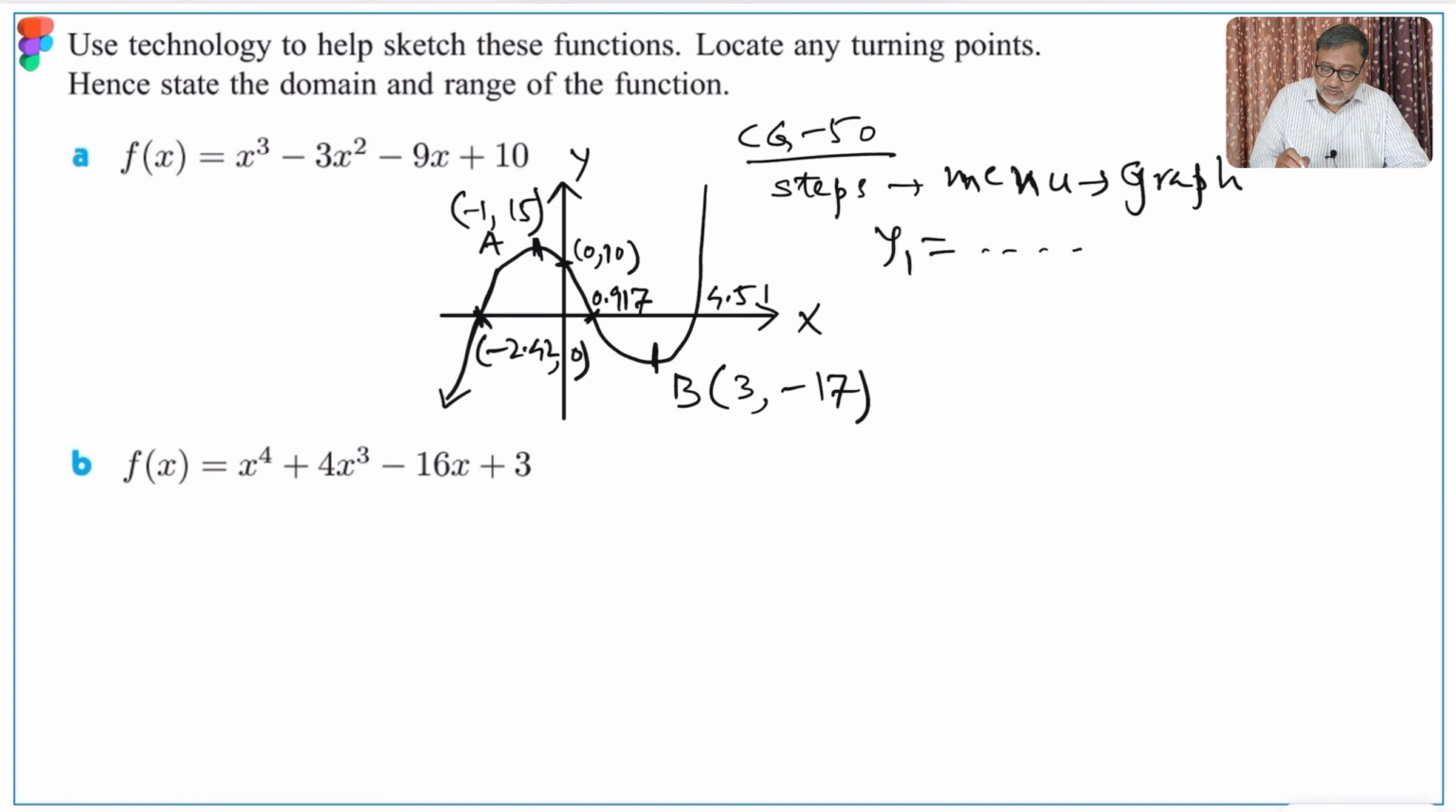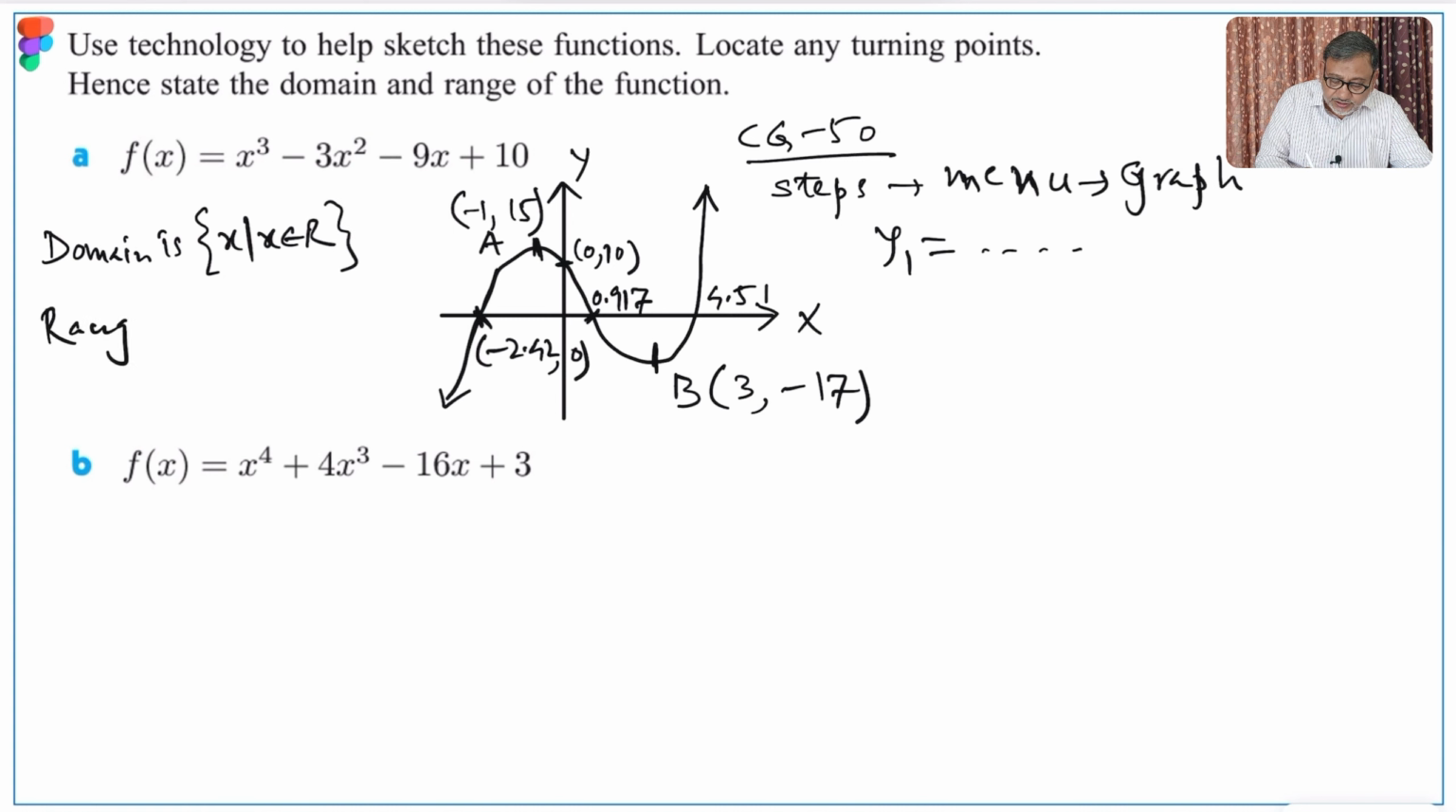So this is the graph. What will be the domain and what will be the range? See, it is taking any x values, and also any y values. So x belongs to R, all real numbers. Range is all real numbers, y will take all real numbers, because it is going up and up, going down and down, right?